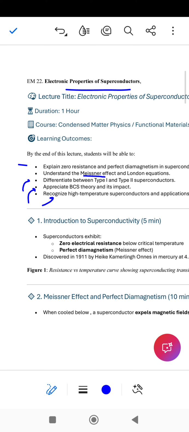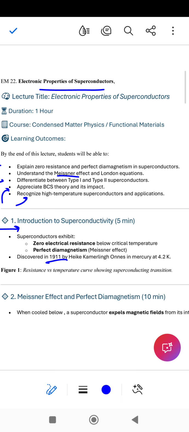1. Introduction to superconductivity. Let us begin with the historic discovery of superconductivity. In 1911, Heike Kamerlingh Onnes observed that mercury, when cooled to 4.2 K, exhibited zero electrical resistance. This resistance-free state is called superconductivity.